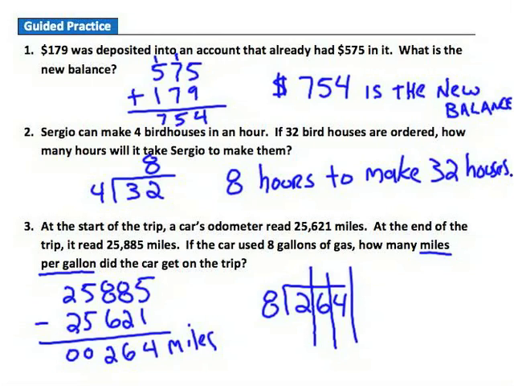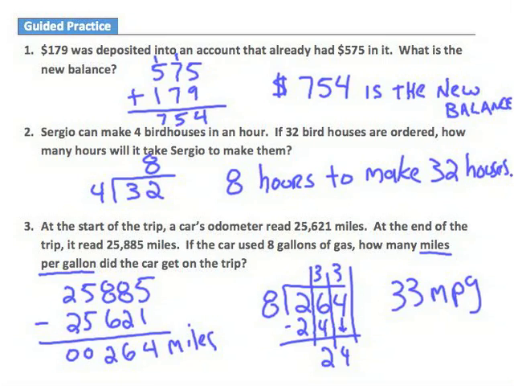8 does not divide into 2, but it will divide into 26. It's going to go 3 times. 3 times 8 is 24. Subtract, we get 2. Bring down the next digit, which is a 4, and 8 into 24 goes 3 again. So it looks like this car got 33 miles per gallon on this trip.